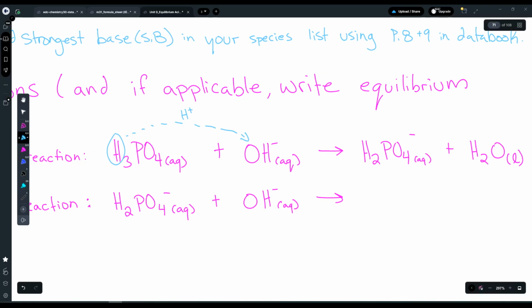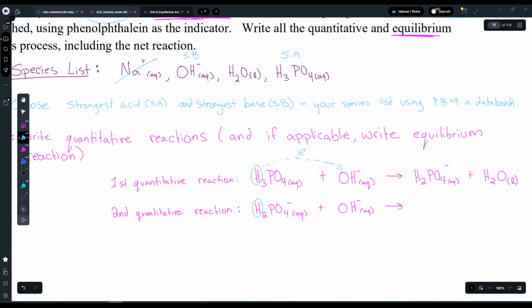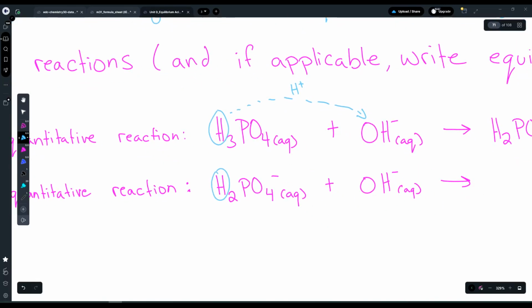So again, we're treating this like an acid, even though technically it's a diprotic acid, but it could also be considered a monoprotic base. However, for the purposes of this reaction, hydroxide is a much stronger base than this, so that's why it still acts as an acid in this situation.